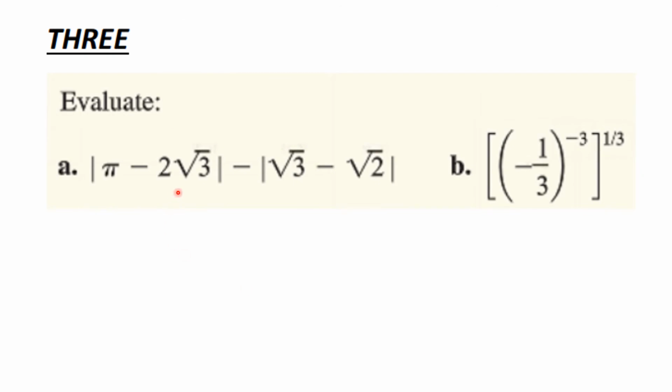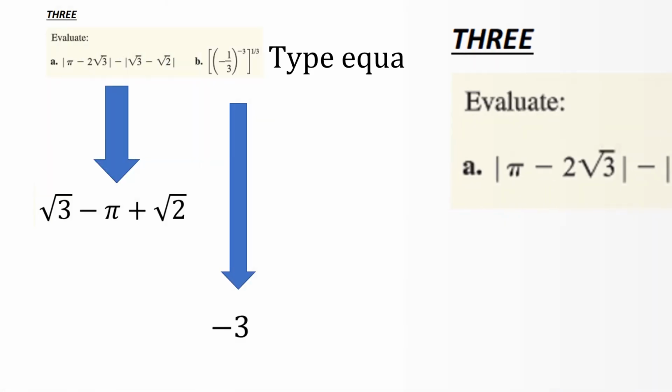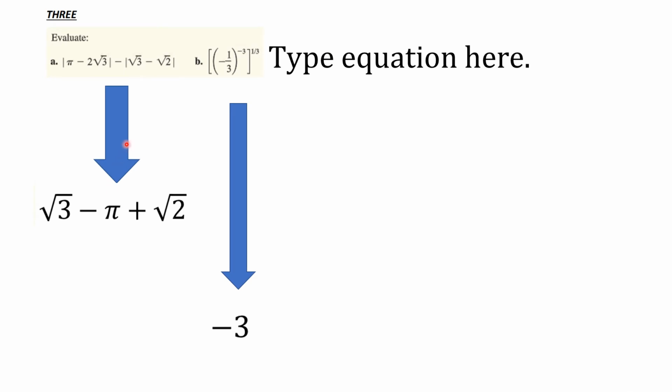Number 3, you were to evaluate these 2 things. I was actually asking you to evaluate them exactly. And so, like pi is pi, it is not 3.14. Okay, so the absolute value was a key to this one. 2 to the square root of 3 is bigger than pi, so this absolute value is going to be 2 to the square root of 3 minus pi.